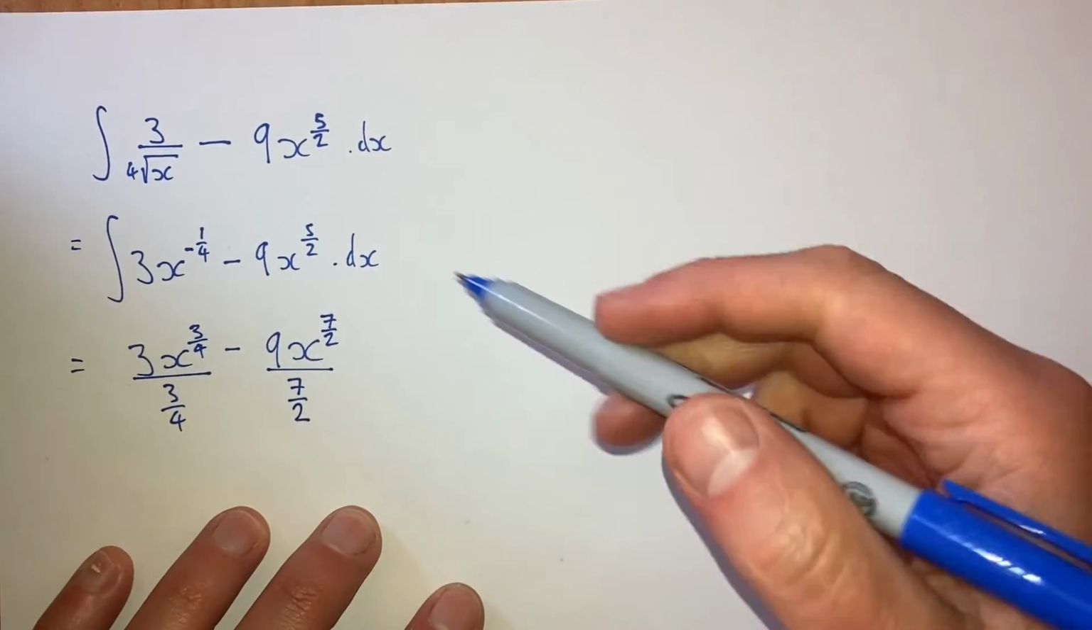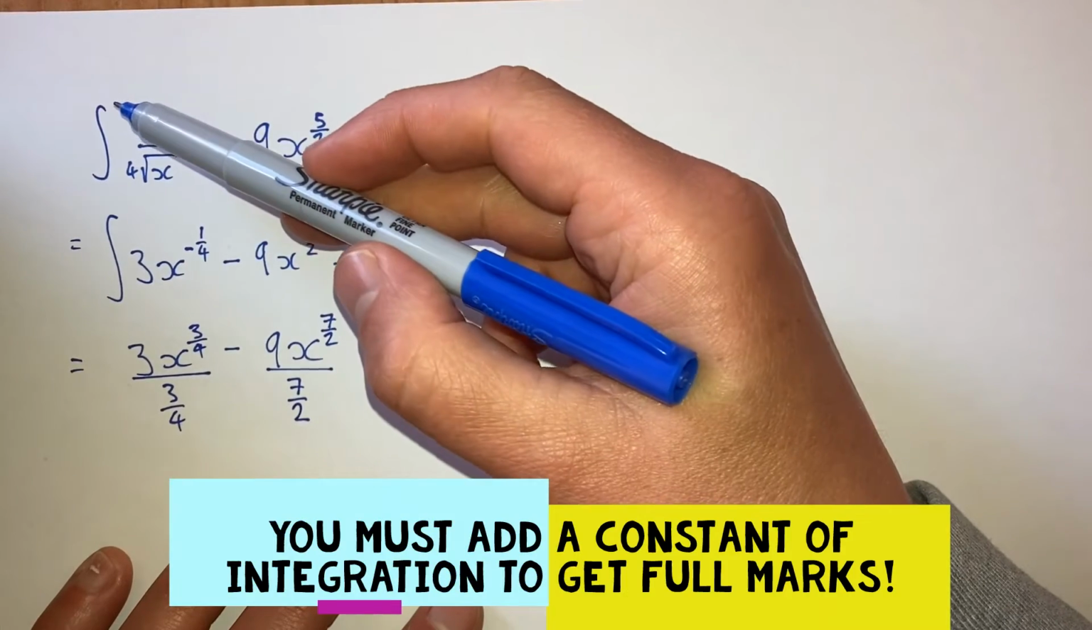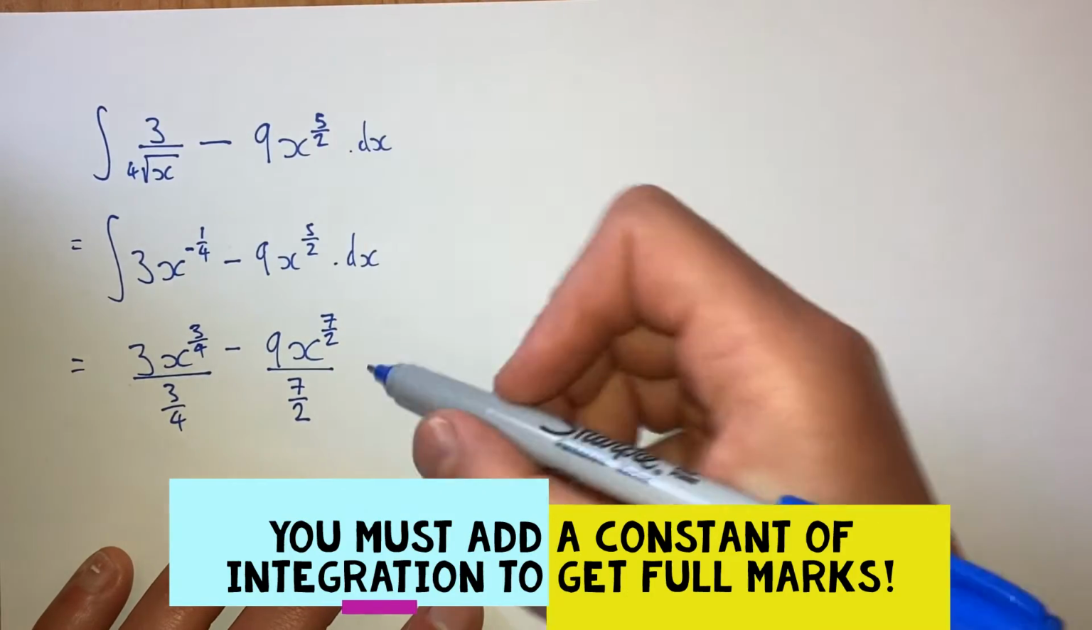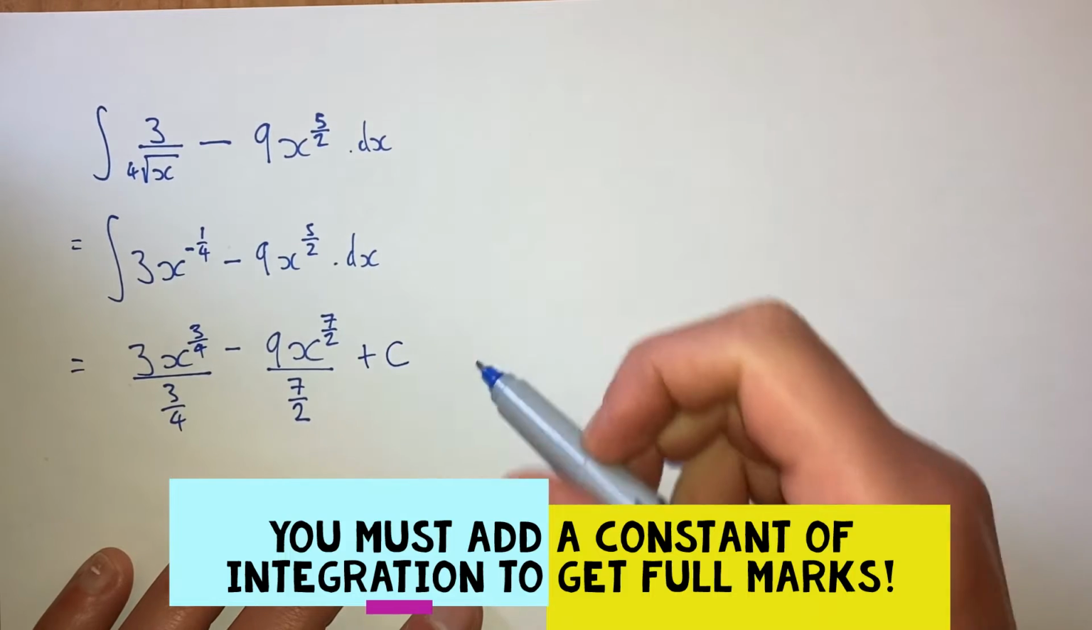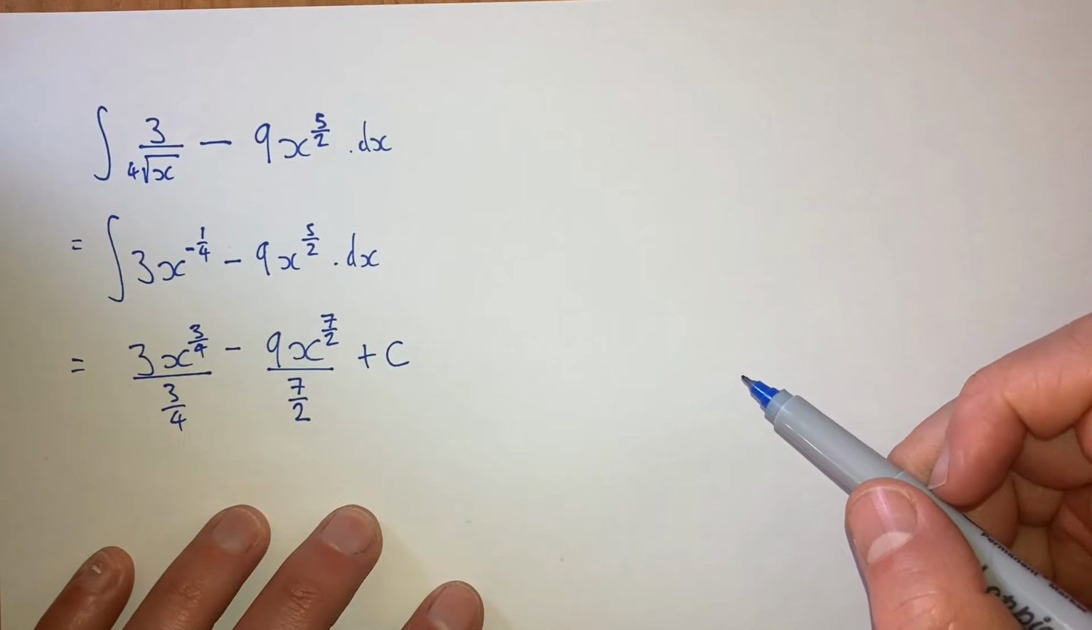You must also remember that for an indefinite integral, when there are no limits on the integral here, we write plus c to represent a constant.